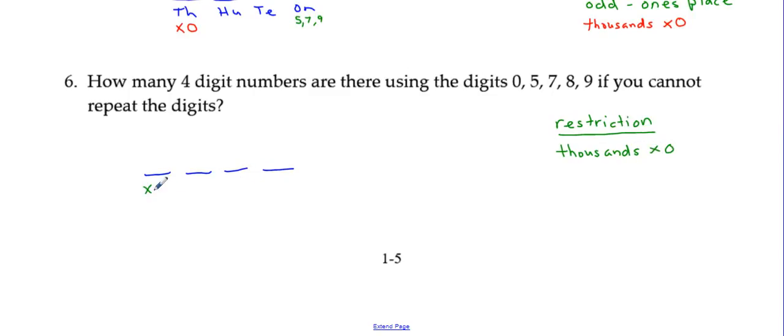So that means the thousands digit can only be the 5, the 7, the 8, or the 9. So there's only 4 possible outcomes for the thousands digit. The second restriction is that the digits cannot repeat.